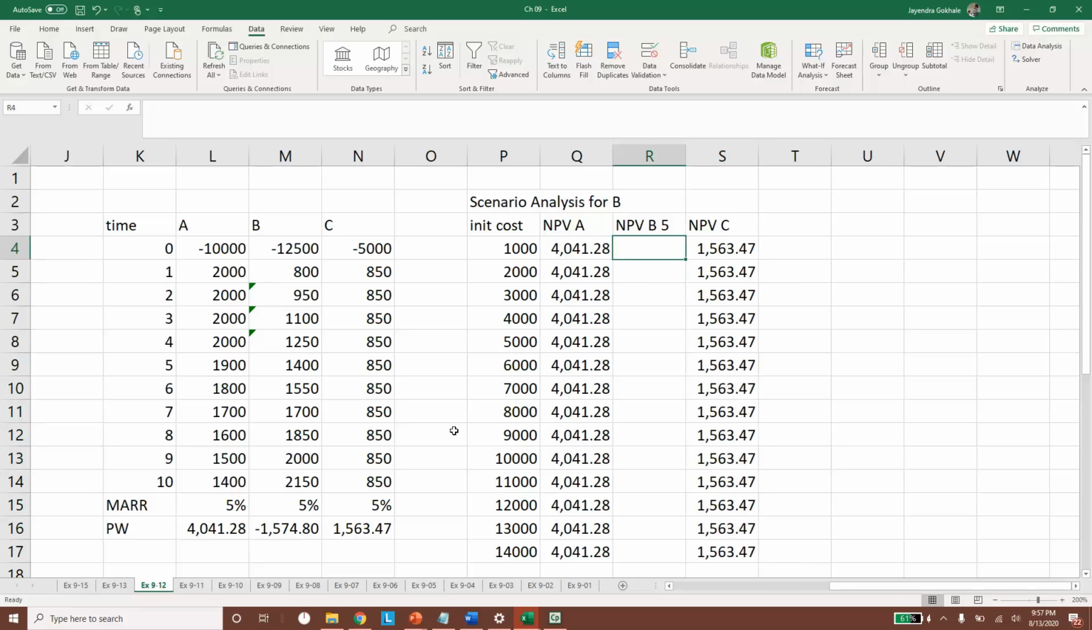Alright, now here's the fun part. Equals NPV, the rate. Let's take the rate and fix that rate. Oh, $15. Okay, comma, the values. The values are all these. Fix them. So $5 $5 colon $14. $14 comma. Now, what is the initial value? The initial cost is going to be minus of this, and this will change as we move down.